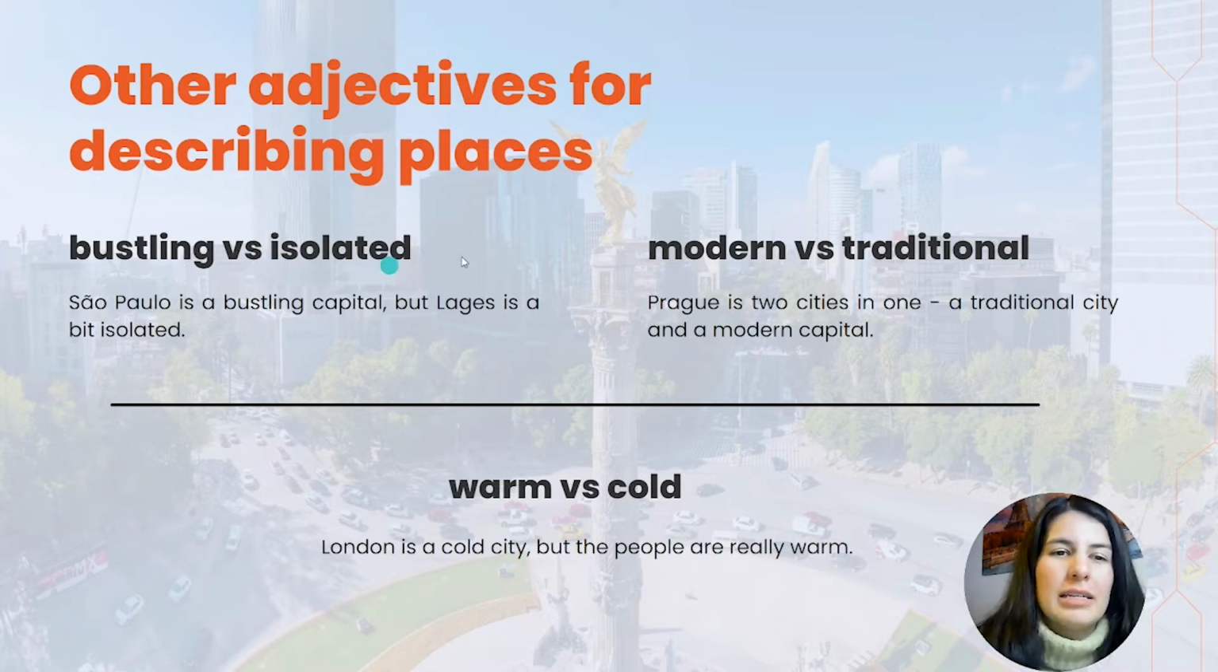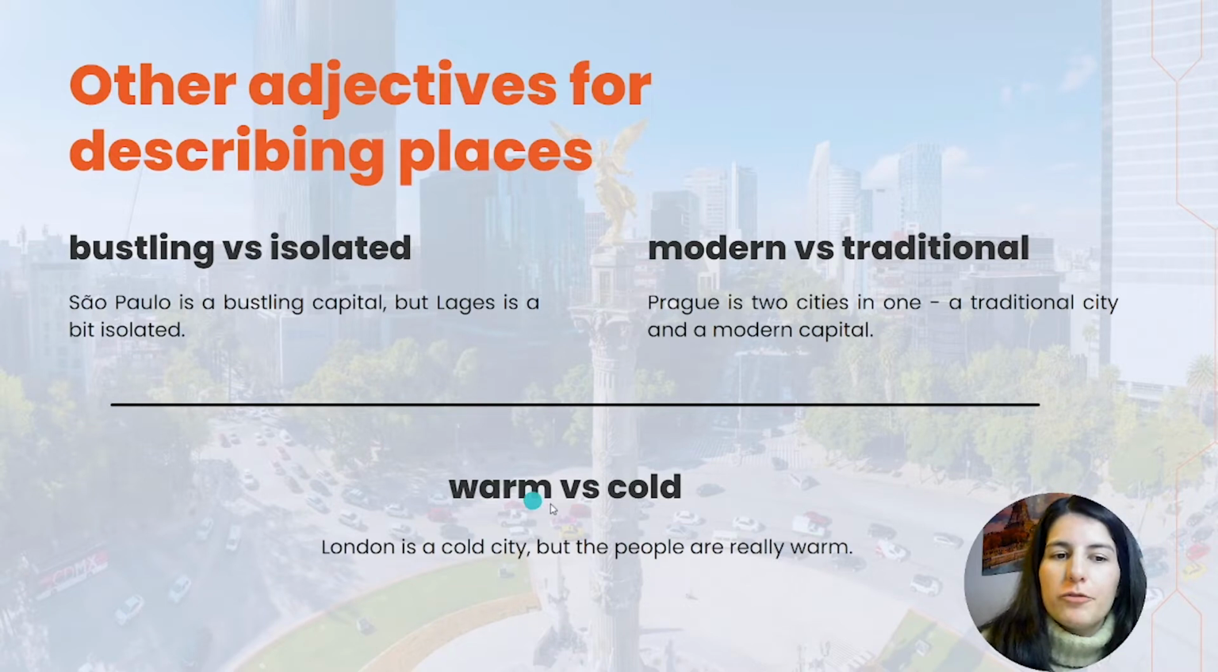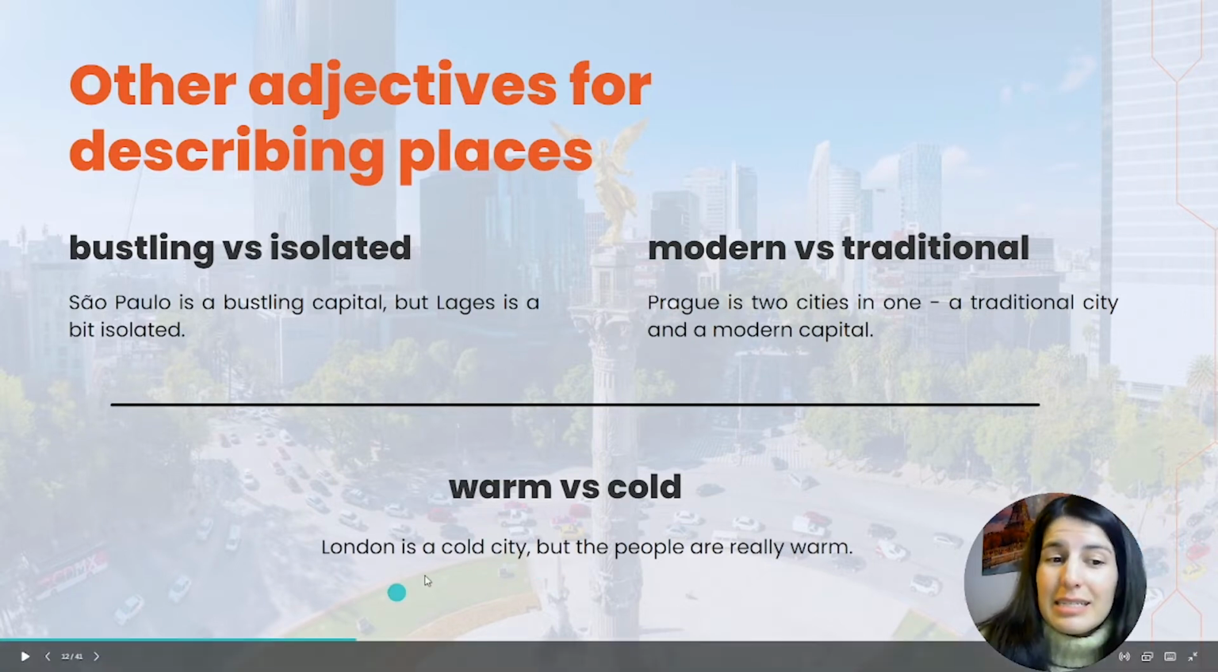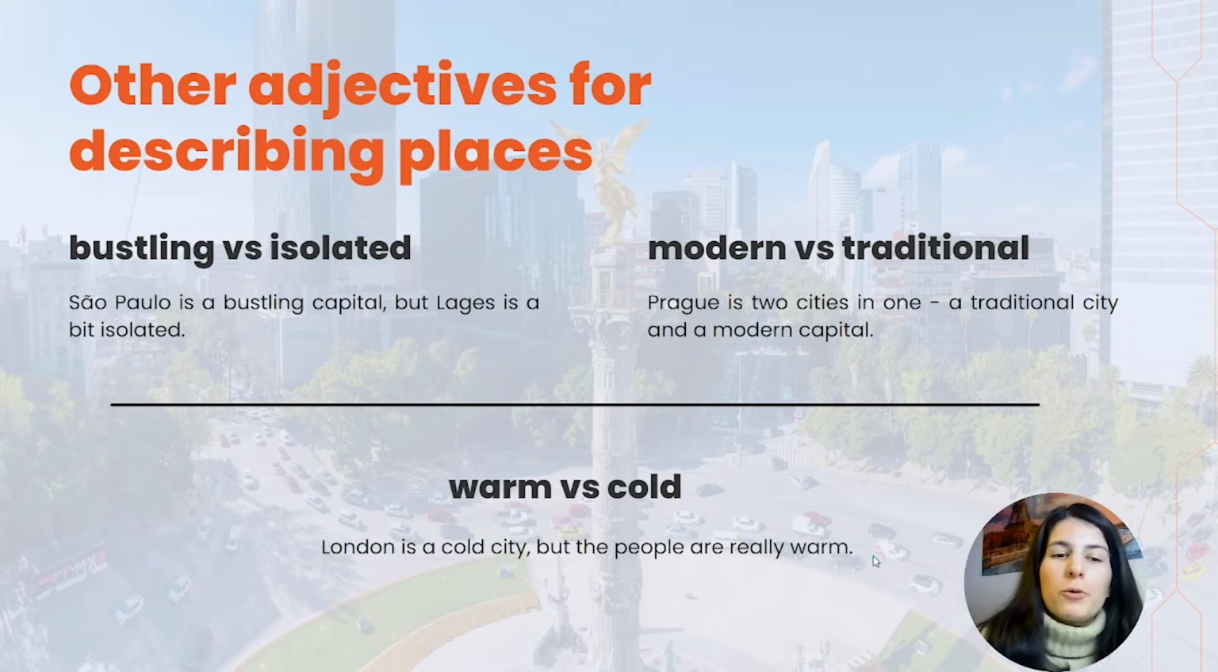We can also define a place by it being modern or traditional, right? So Prague is two cities in one. There's a traditional city and a modern capital, right? And we can also talk about warm versus cold. And here, guys, it's very important. We are not talking about the temperature. We are talking about the people or the customs or just the feeling around, right? So London is a cold city, I imagine, but the people are really warm, right? So here we're using cold as the temperature, but warm for the people. The people are friendly, right?